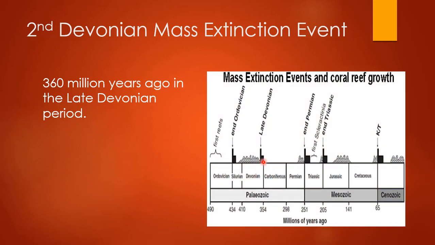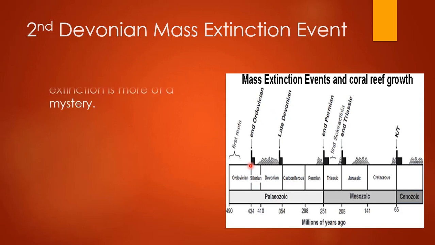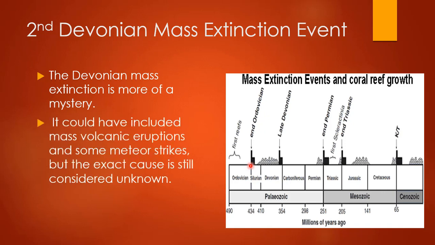And here we have it here. So again, there's 100 million years, 90 million years in between these extinction rates, where things could start growing again and get developing. So the 360 million years ago, the late Devonian period, and the Devonian mass extinction is more of a mystery. We're not quite sure what happened with it. It could have included mass volcanic eruptions and some meteorite strikes. The exact cause is still unknown.